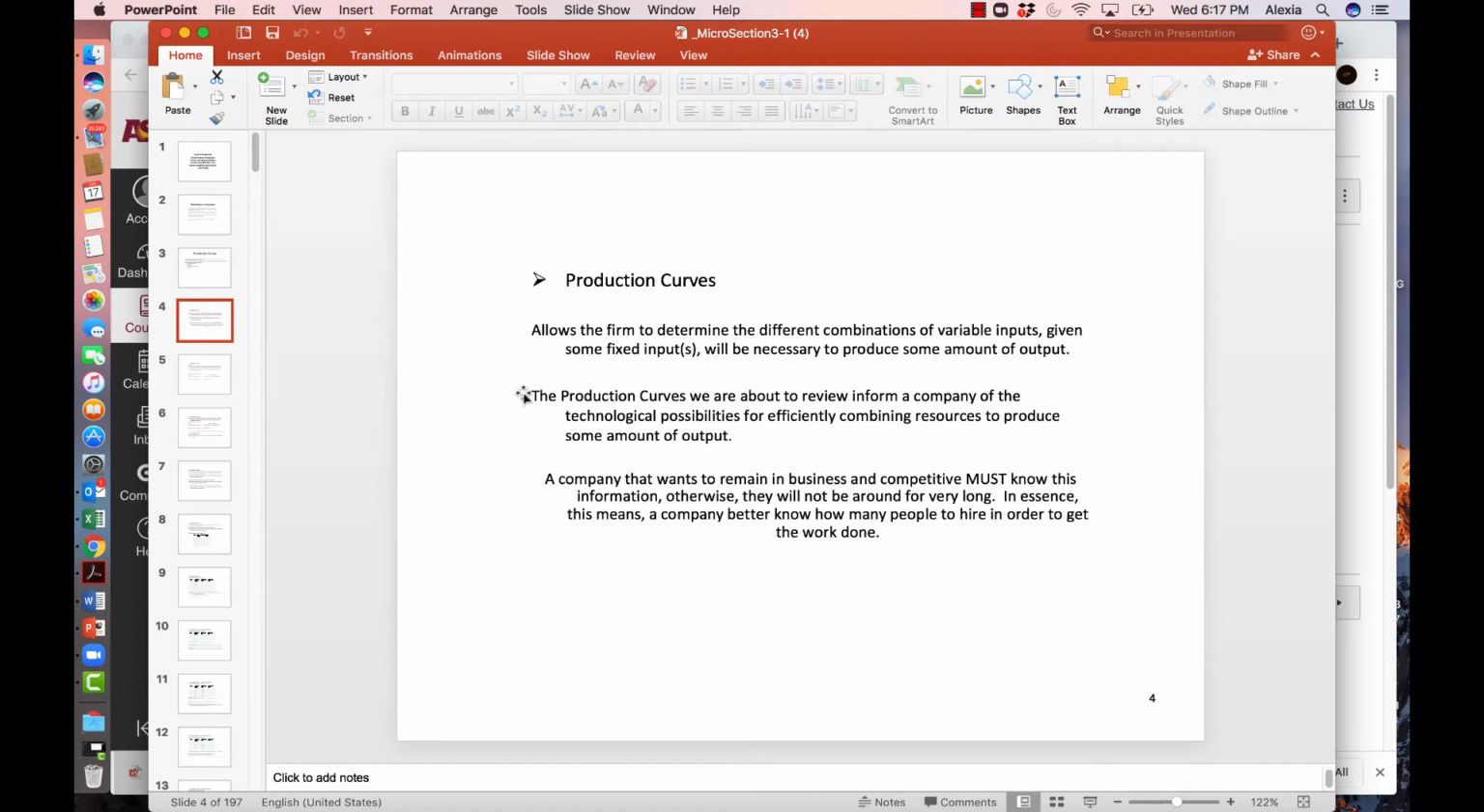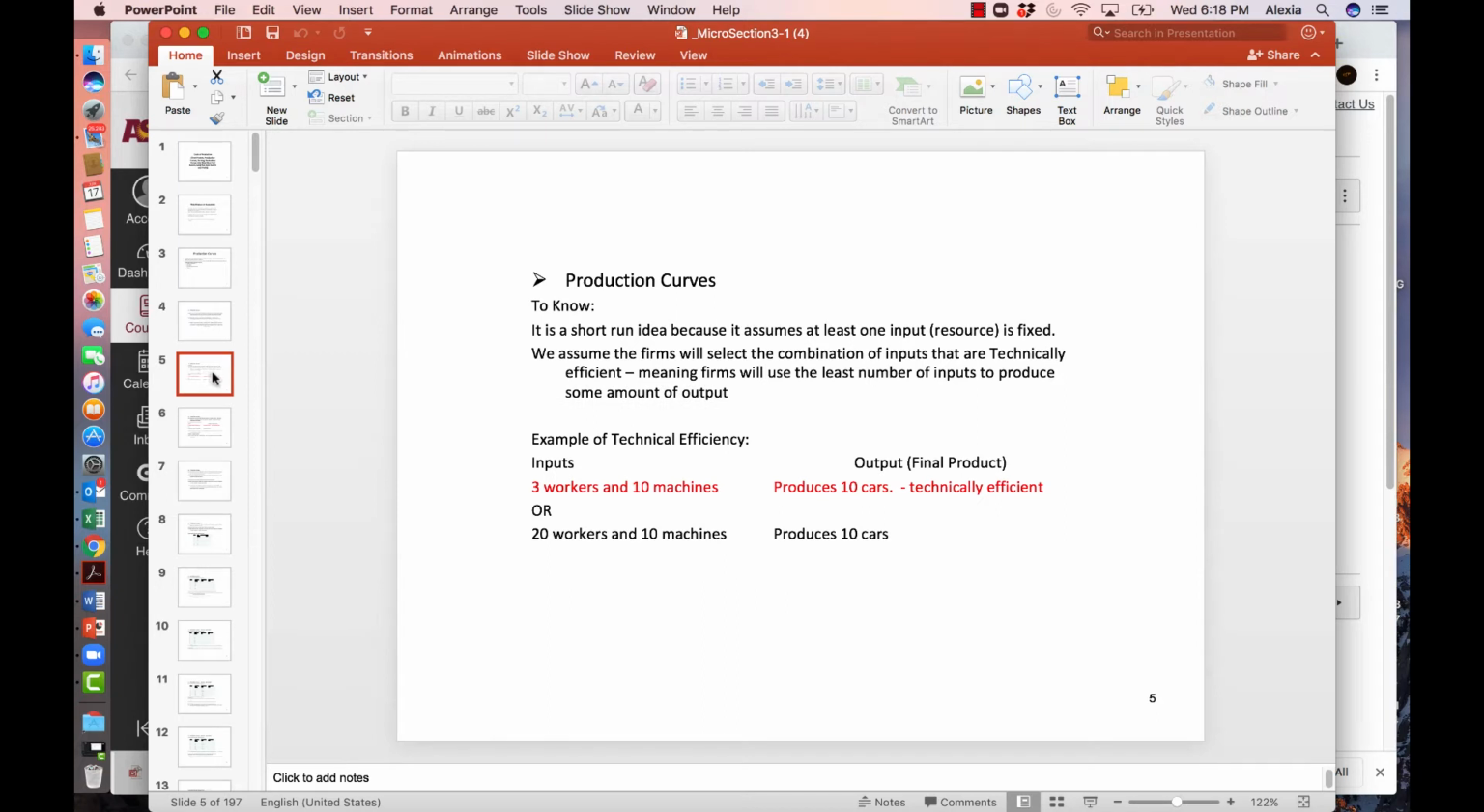And it gives a company that wants to remain in business and remain competitive information they need to know in order to be able to survive, because you don't want to be the company that's hiring double the amount of people that you need to produce some amount of output. So companies that are new into an industry, they may not understand yet how many people they need to hire in order to produce some amount of output. But somewhere along the way, very quickly, they're going to have to learn if they're going to stay in business.